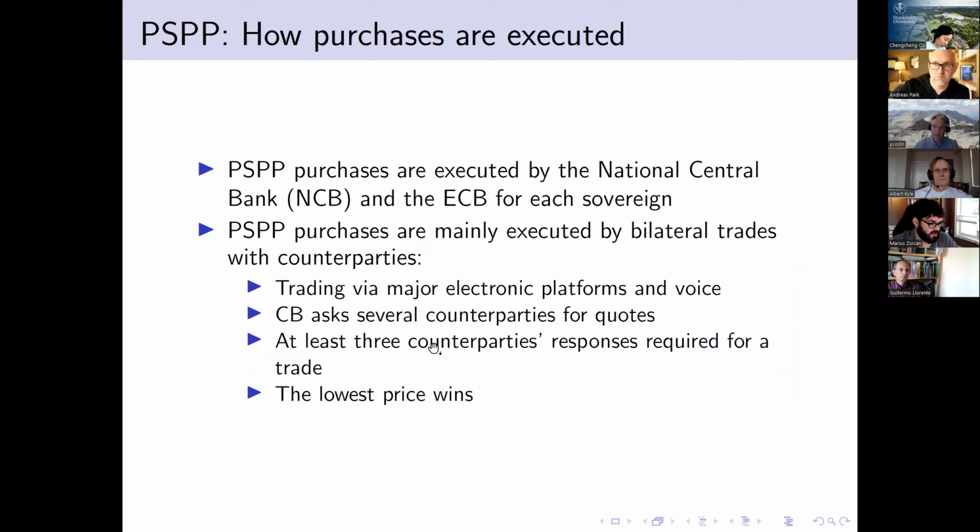Now, the way these purchases are executed, they're executed both by the national central bank, so in this case by the German Bundesbank, as well as by the ECB's system. And they're executed mainly via bilateral trades going to dealers. They use many different routes to trade. Typically, they ask for at least 3 quotes. They want to obtain at least 3 quotes, and the lowest price wins.